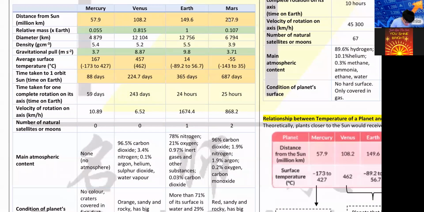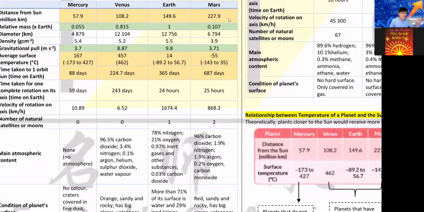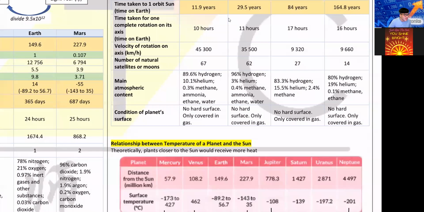How many days they take to orbit the Sun and so on, no, that's none of your concern. This is more like a read-for-fun chapter, as I said just now.